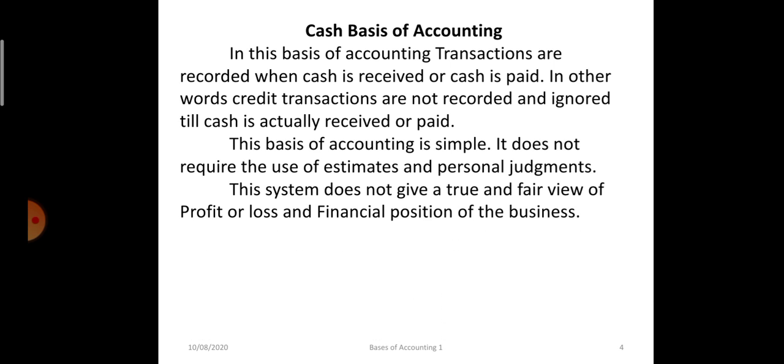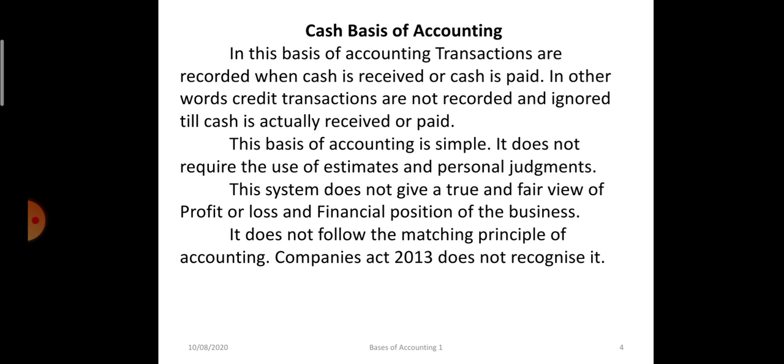And because of that, the cash basis of accounting is not able to present true and fair financial statements. They are not able to calculate the true and fair profit or loss, and they are not able to present the true financial position of the business on a particular day.